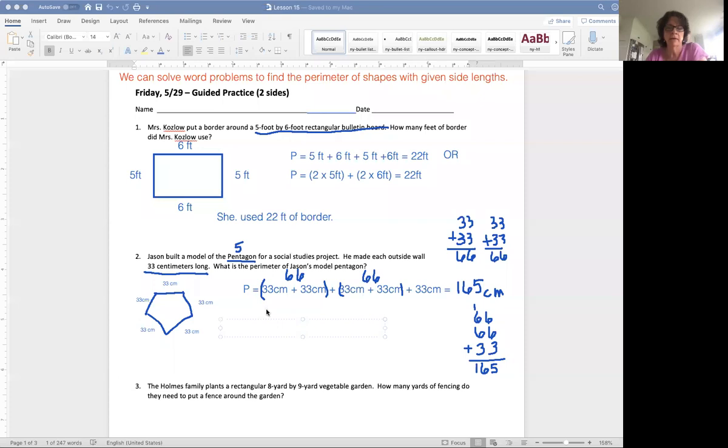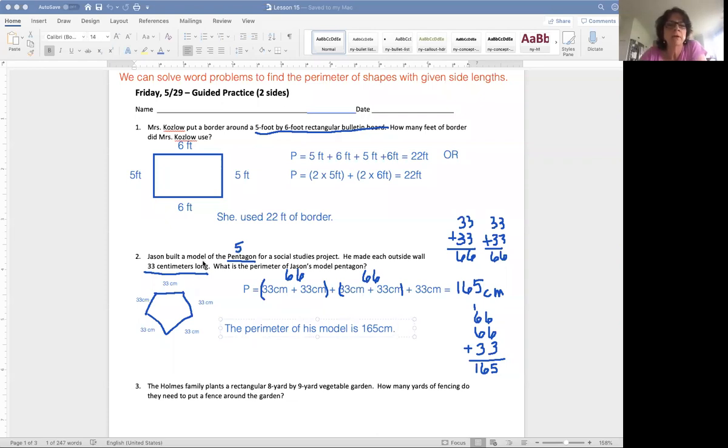So I'm going to come down here, and I'm going to answer the question, what is the perimeter of Jason's model pentagon? The perimeter of his model is 165 centimeters. And I'm just going to stretch that out here so it's all in one sentence. There we go.